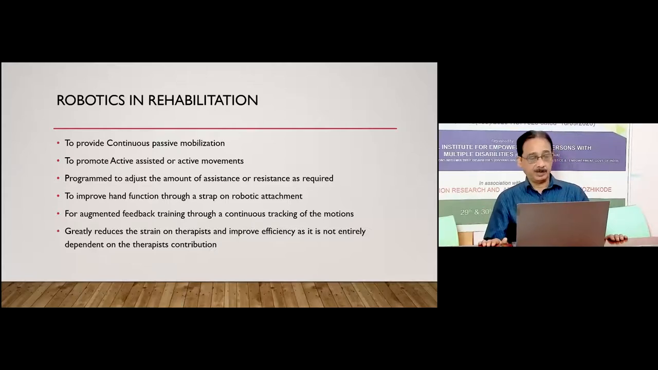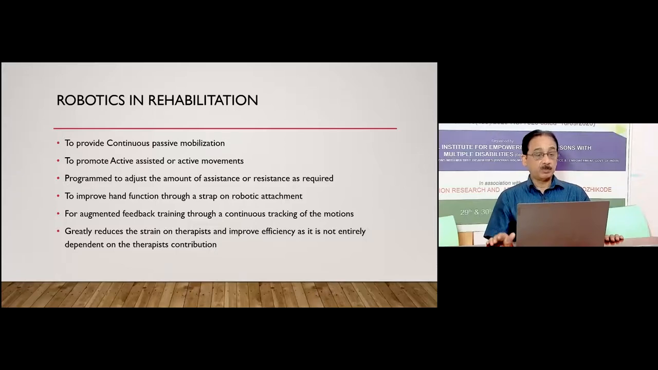Then coming to robotics in rehabilitation, they are intended to provide continuous passive motion as well as to promote active and active-assisted movements as required. These robots can be programmed to adjust the amount of assistance or resistance required by the body part. A patient who does not have much power may need assistance to move the limb. A patient who has some power but wants to improve it further can be given resistance so that further improvement can be obtained. So robots will identify the need and execute the action.